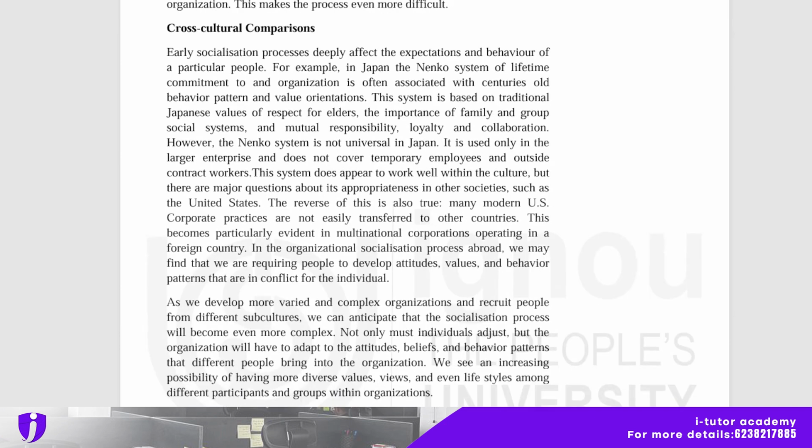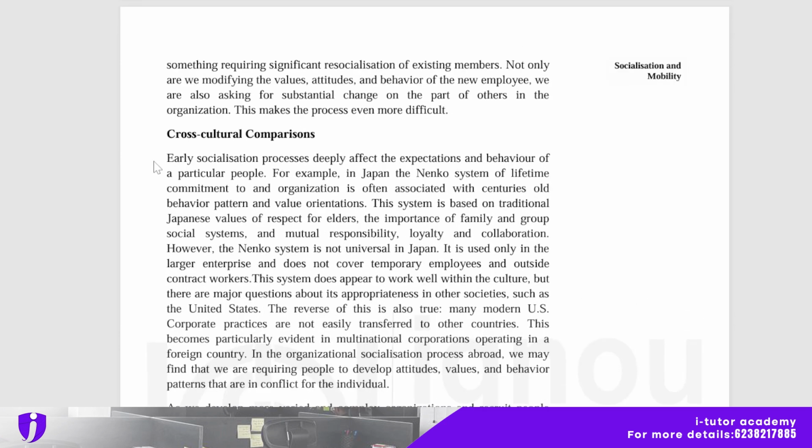And the next is cross-cultural comparison. The early socialization process deeply affects the expectations and behavior of a particular people. For example, in Japan, the Nenko system of lifetime commitment to an organization is often associated with centuries-old behavior patterns and value orientation. This system is based on traditional Japanese values of respect for elders, the importance of family and group social systems, and mutual responsibility, loyalty, and collaboration.